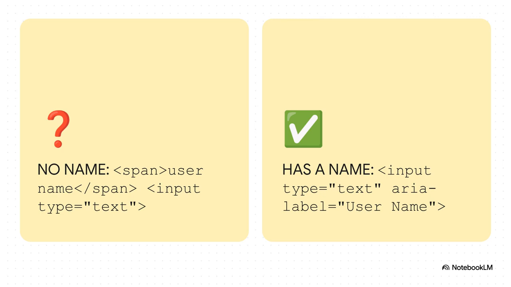Think about a simple form. You might see the words username sitting next to an input field. Visually, it makes sense, but to a screen reader, they're not connected at all. It's just an anonymous box. But by adding a simple attribute like ARIA label, you give that input a proper name. Now, the screen reader can clearly announce username, edit text, and the user knows exactly what to do.